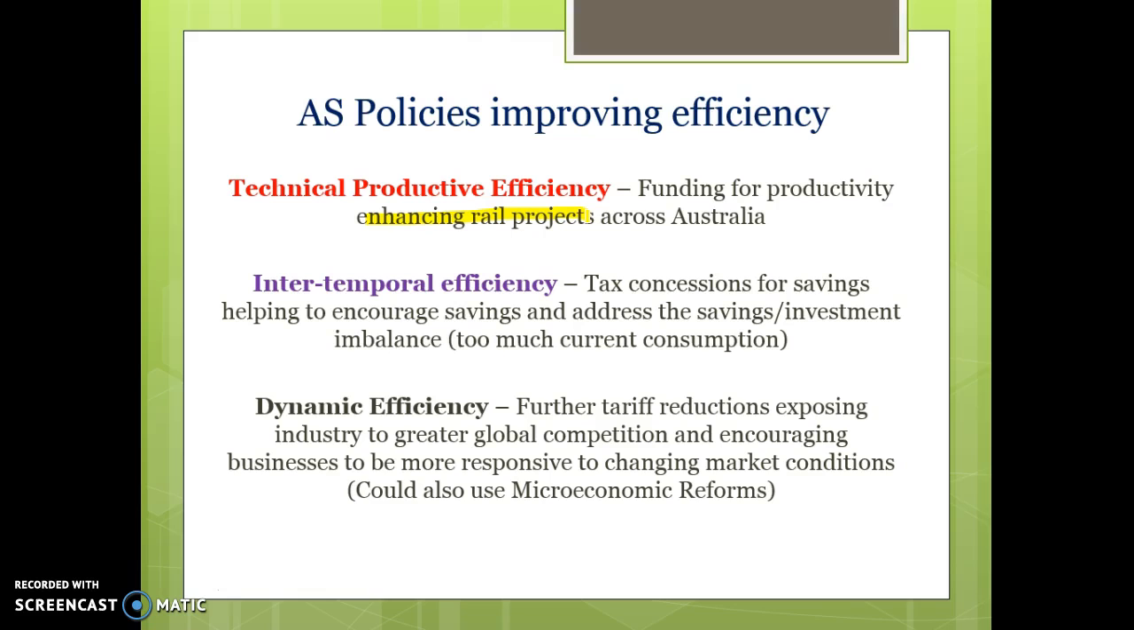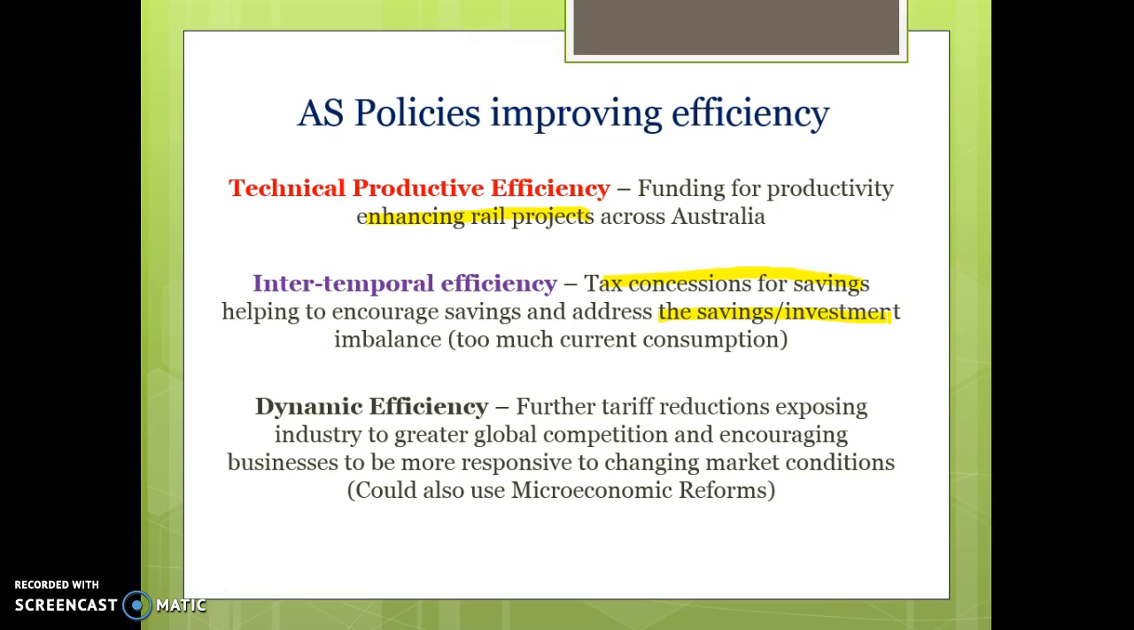For intertemporal efficiency, things we could do is provide tax concessions for savings, so people will save more today and therefore have funds available for the future. That will address the savings investment gap. We can also do things like the carbon tax and the emissions trading scheme, which are all involved with trying to preserve our resources going forward. And then we have dynamic efficiency, and that's all about trying to be more responsive to the requirements of society and what people want.